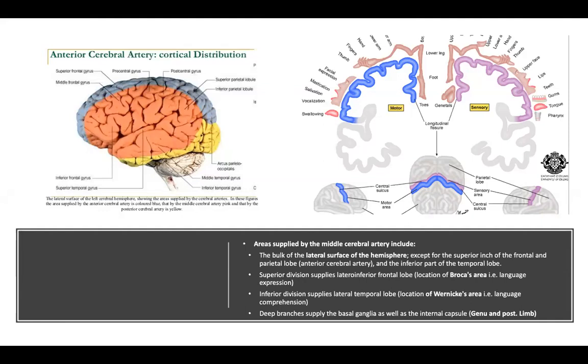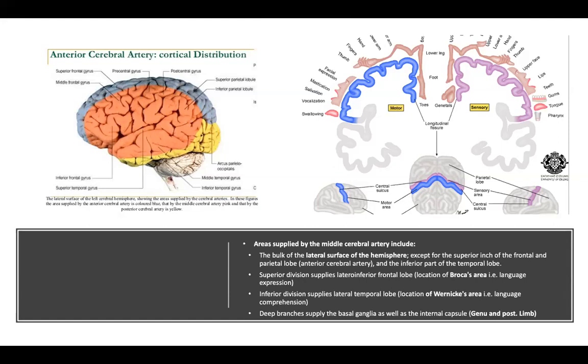So basically language expression. Even this has to do with motor movement, right? Because you're expressing, you're articulating, you're talking. So Broca's area and the motor division for movement. The inferior division of the MCA supplies the temporal lobe, and the temporal lobe has another area for language, which is Wernicke's area, which is important for us to understand what people say. So it's important for language comprehension.